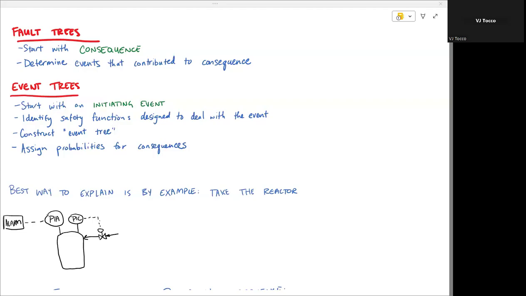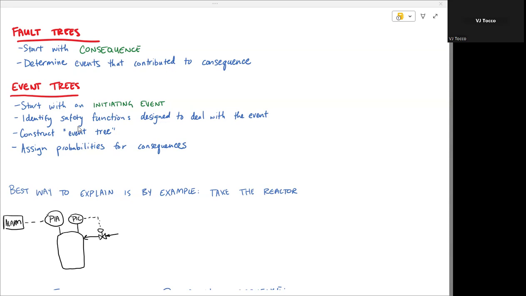In this video, I'll talk about fault trees and event trees, which are two separate but analogous ways for quantitative risk analysis. The difference between these two are the types of logic, deductive versus inductive reasoning. A fault tree starts with the consequence of the event, and then it works backwards to determine the events that contributed to the consequence. In contrast, the event tree starts with an initiating event first, and then it works forwards to identify the safety functions that are designed to deal with the event, and then it'll assign probability for either failure or success of these safety functions. And at the end, those probabilities can be multiplied together.